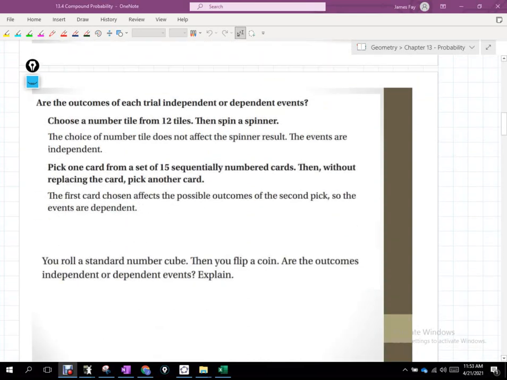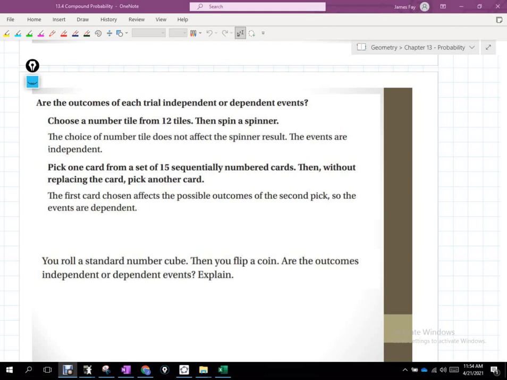It says, are the outcomes of each trial independent or dependent events? So it says choose a number tile from 12 tiles, then spin a spinner. Okay? Is that independent or dependent? Those are independent. The fact that I choose a tile that has a number 7 on it has no bearing on whether I spin the spinner and it lands on the color green or something like that. Okay? So those would be independent.